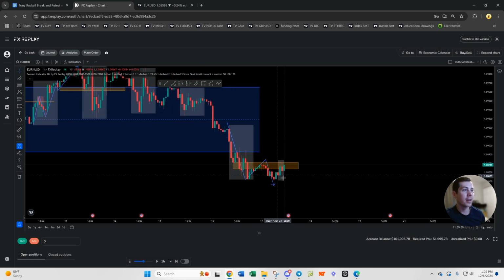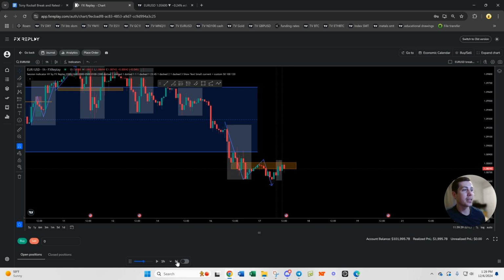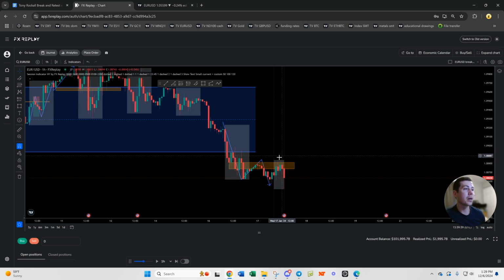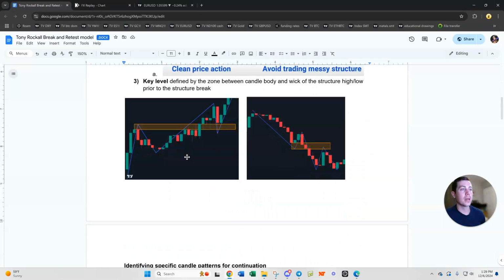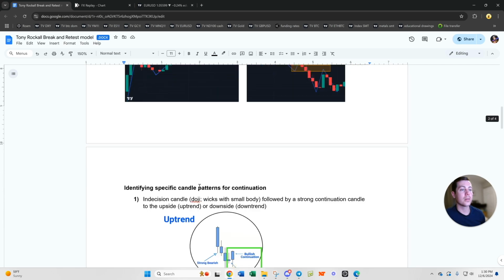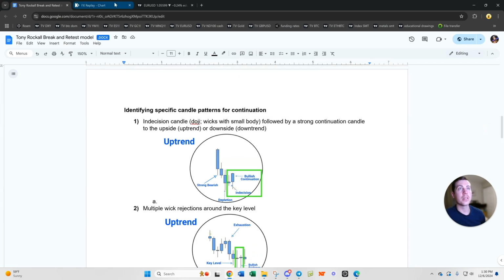Again, we have kind of one wick rejection, but not really. The second candle, for the confirmation, isn't really there for me. So let's see if we get either the indecision candle. Okay, I would probably say this is good enough for our indecision candle followed by a strong move to the downside. So we had a pretty small bodied candle followed by a move to the downside.